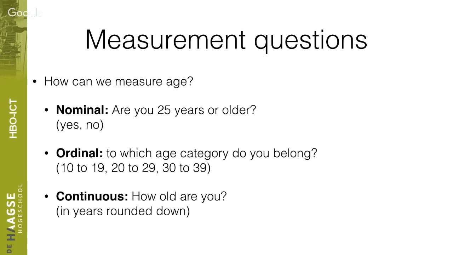So for age, for one variable, the way you measure it can also be nominal. If your question is, are you older than 25 years old? Yes, no. Then we know people older than 25 and people younger than 25. You can say in which category you belong: 10 to 19, 20 to 29, and so on. We know that they are in this category or that, but we still don't know exactly how much the age difference is between them. Or we can say, how old are you? And then you just write your age, and we're done. We have a continuous scale for this measurement.